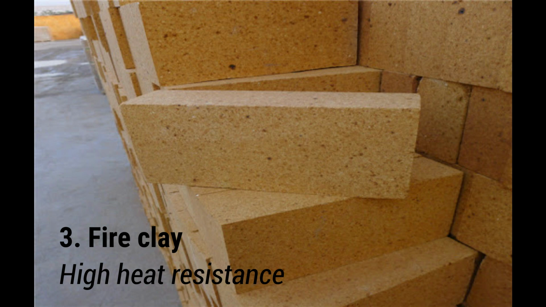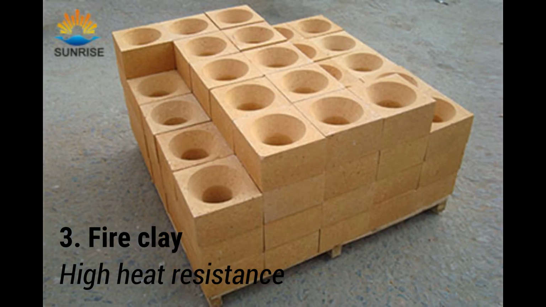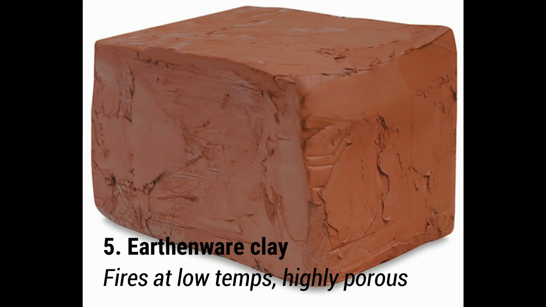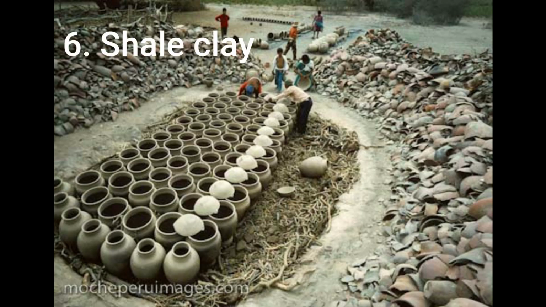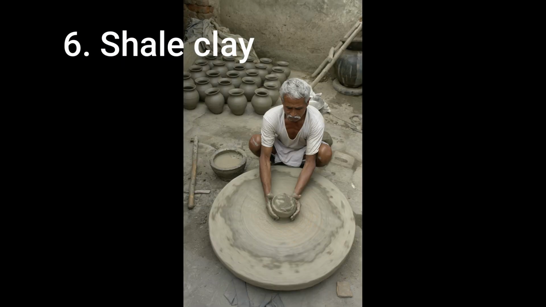Fire clay withstands high temperatures and is used for making refractory materials. Earthenware clay fires at low temperatures and is highly porous. It is known as terracotta when fired. Shell clay is the commonest clay and it's used for making bricks, earthenware pots, and building blocks. It fires at low temperatures. It's gray in color when green and turns to red-brown when fired.